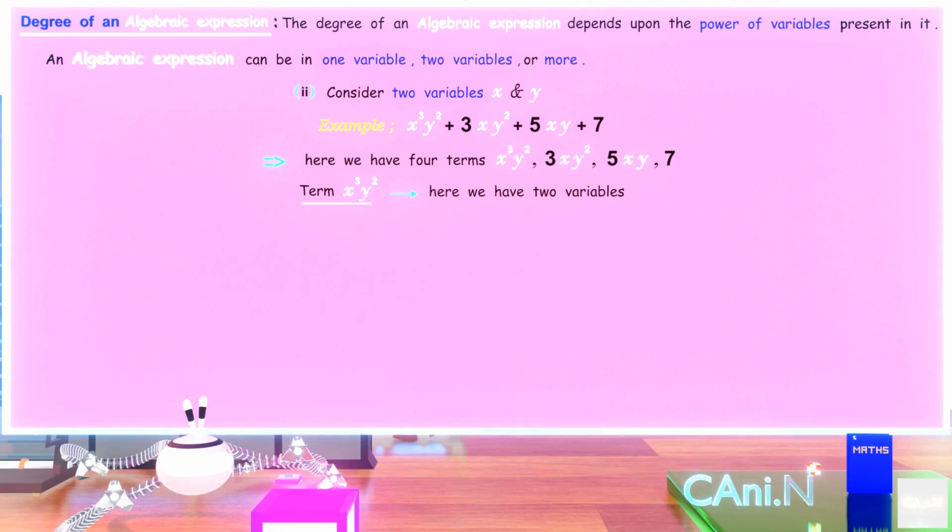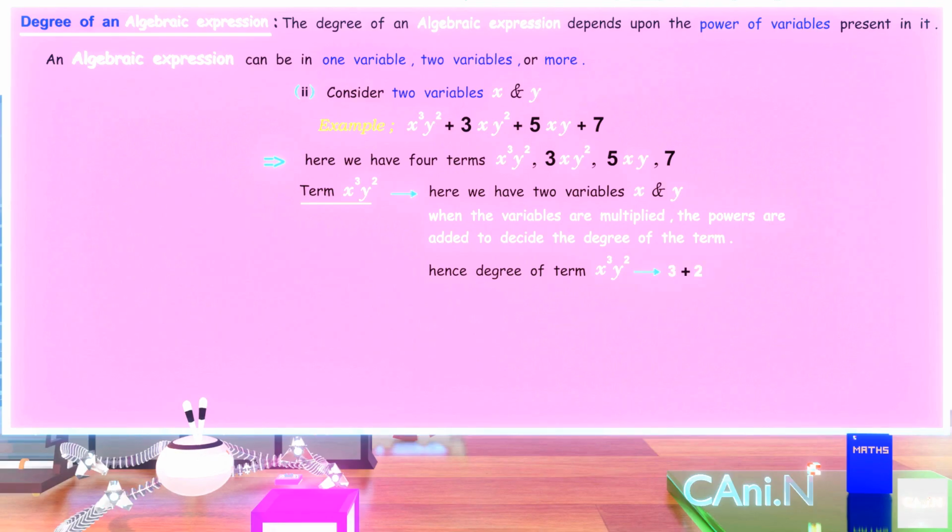Here we have two variables, x and y. Now, when the variables are multiplied, the powers are added to decide the degree of the term. Hence the degree of the term x cubed y squared is 3 plus 2 equals 5.